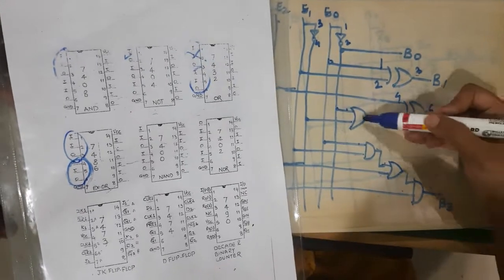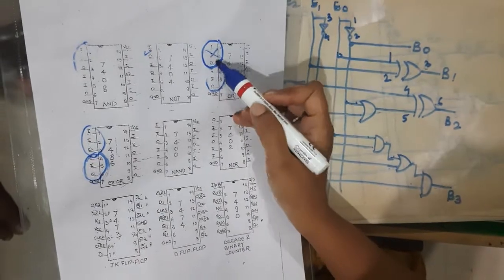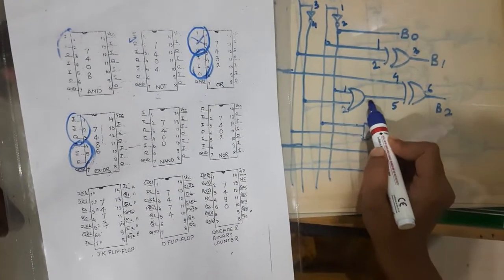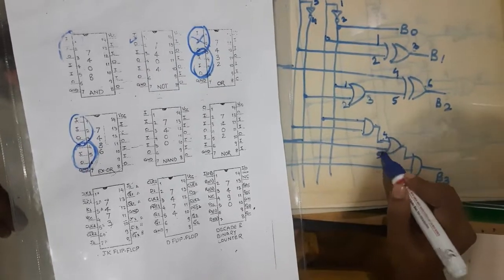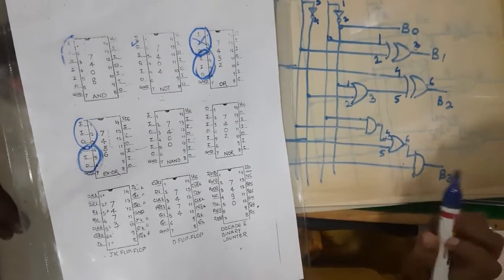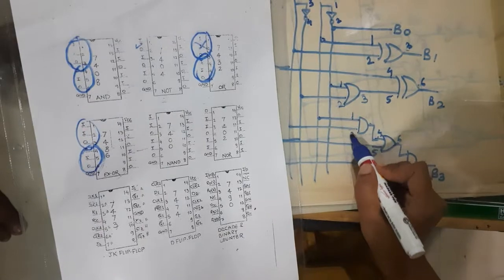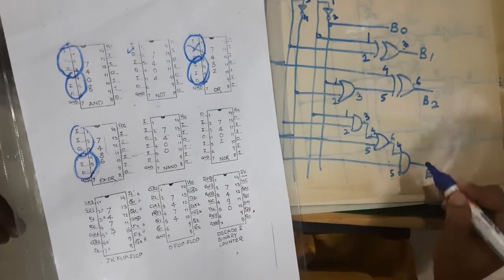Right? Now I will need 2 OR gates. OR gate IC is 7432. I will be using these two combinations. So this is 1, 2, output is obtained at 3. Then the second combination, 4, 5 and 6. I'll need AND gate IC as well. For AND gate IC, I'll be using these two combinations: 1, 2, 3 and 4, 5, 6.